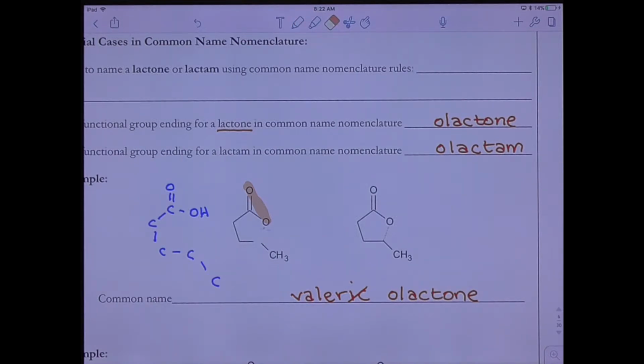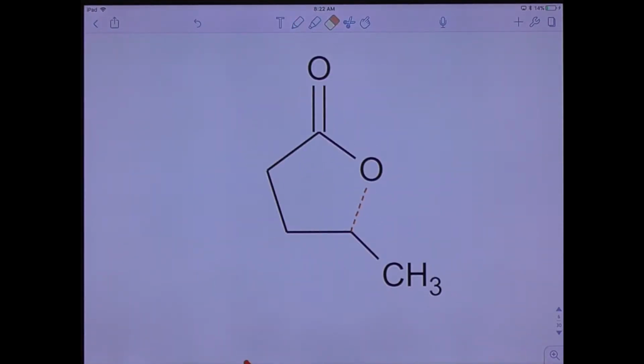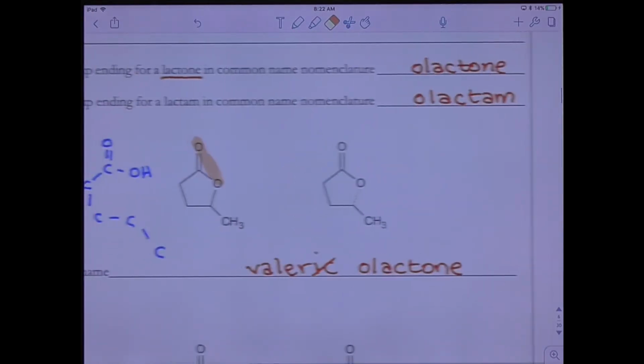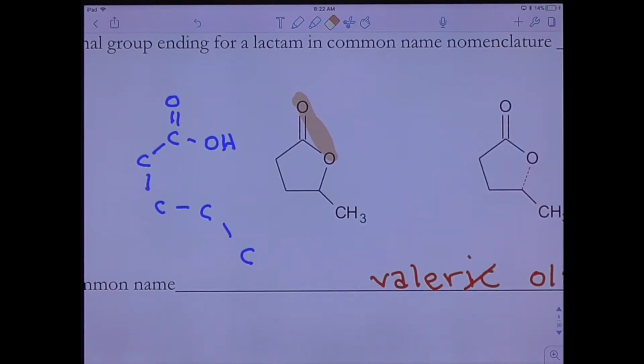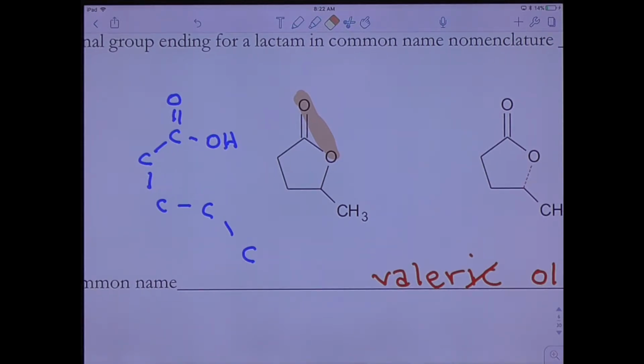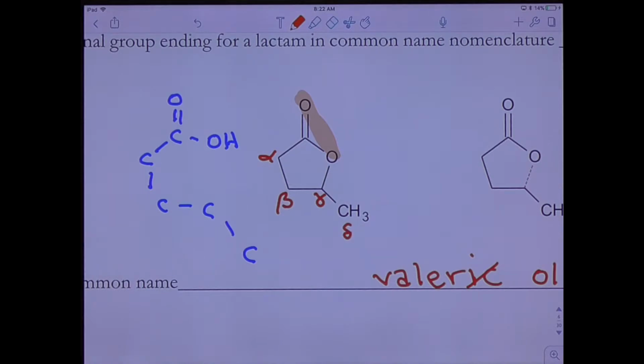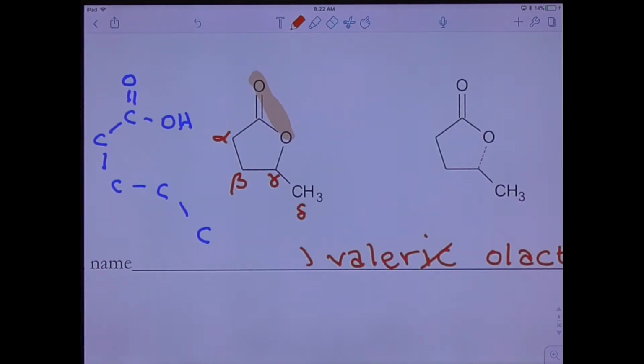So coming back here, you see I tried to make this so that it's like, okay, we're going to ignore that for the moment. So I probably should switch those two, but I digress. Since this is a common name, you're describing everything based on Greek letters, and you start with the carbon after the carbonyl carbon. So this is alpha, beta, gamma, and the delta carbon. You say that it's attached in a ring through the gamma carbon. So you put gamma valerolactone.